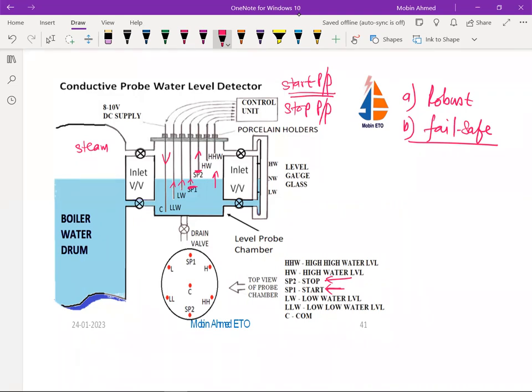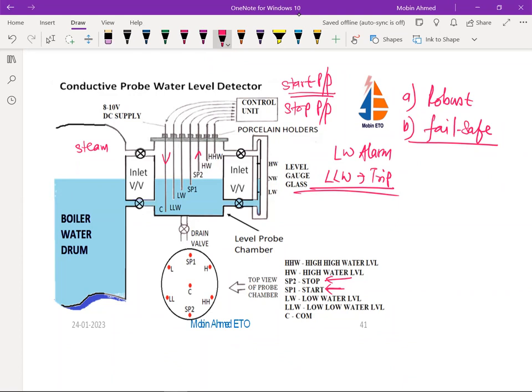So like that, it is going to work between this. But if the water level goes below this, to LW or LLW, then in that case the LW alarm will come. That is the low water level. And if it is the LLW, this is going to be the trip. So the boiler is going to trip on the low water level, because the current will not flow in this one and it is going to trip.